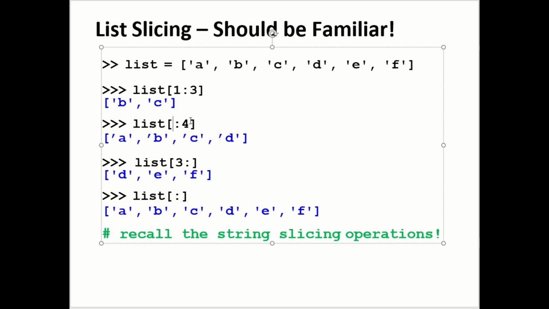You don't need to type that, though. It's going to give you everything up to, but not including 4. So 0, 1, 2, 3, 4. It's going to give us A through D. If you have list 3 colon, it's going to start at the 3 and give you everything to the end, the right of the list. And then if you want to just put a colon in there with no index, the output is going to be everything in the list. But this isn't pointless, and we'll see in a second.